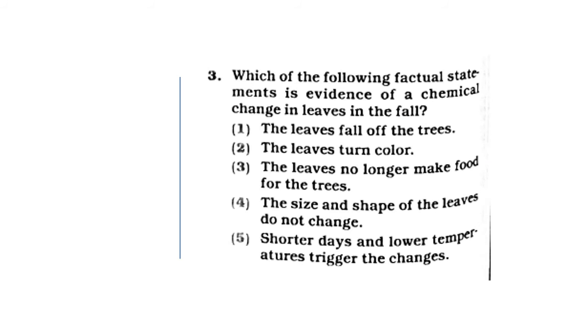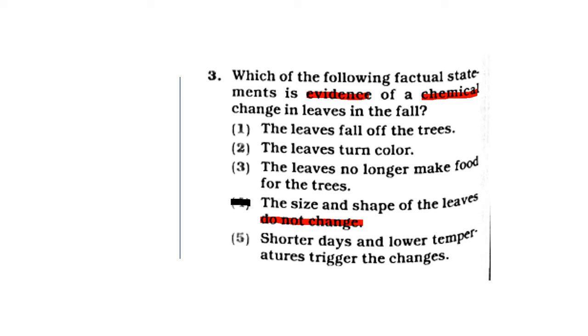Number 3, which of the following factual statements is proof of a chemical change in leaves in the fall? Now, as we look at these answers, we need to be thinking, is it a physical change or a chemical change? And is it a change in the leaf? Now, for example, I can show you that number 4, the size and shape of the leaves do not change. Well, if they do not change, then it is not evidence of a change. So we can take away answer number 4.